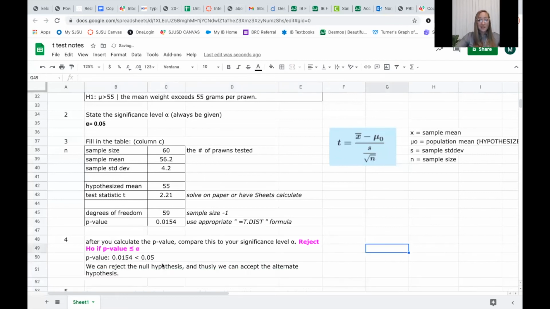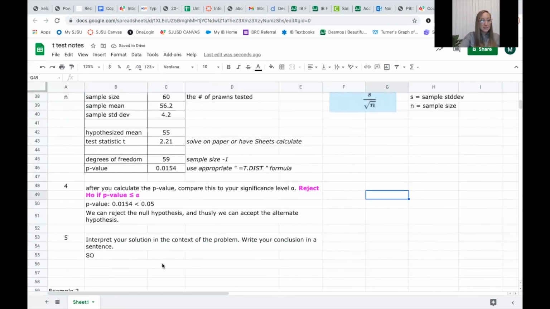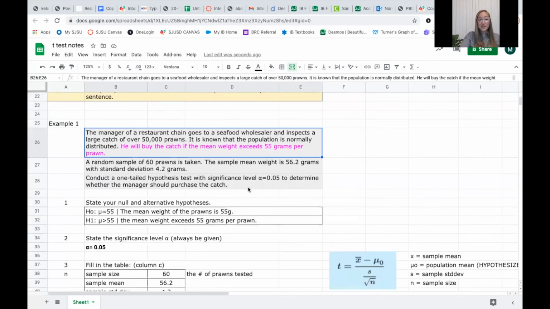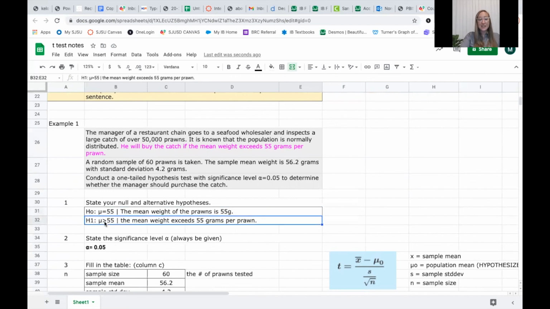All right, and that's fun, but that kind of means nothing. So then our next step is to put that in the context of what we're actually talking about. The manager is only going to buy the catch if the mean weight exceeds 55 grams per prawn. And since we've rejected the null hypothesis, we can now accept the alternate hypothesis. So we can assume that the mean weight is over 55 grams per prawn. So this is a sample we want to buy.